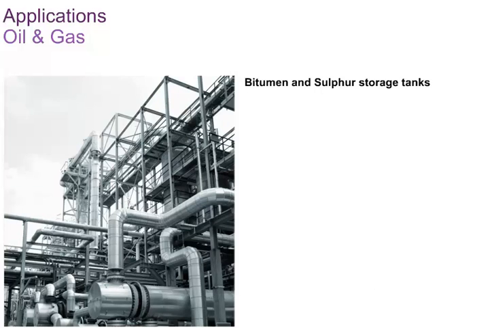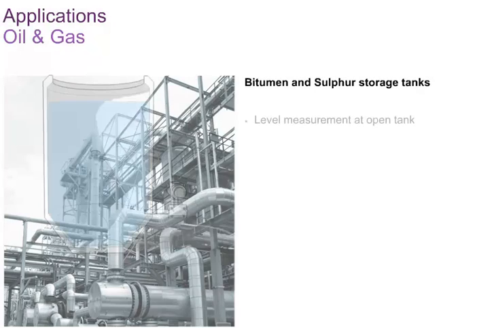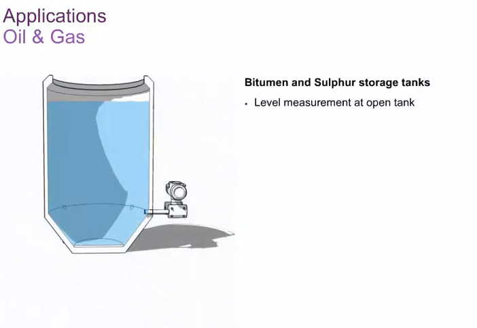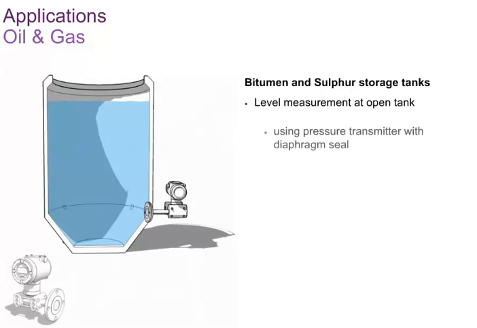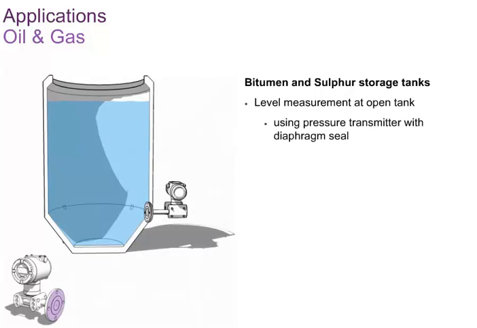The onshore oil and gas industry uses pressure transmitters for level measurement in tanks. Because the tanks are open to the atmosphere, they are not pressurized, so for measurement, gauge pressure transmitters can be used. Very often, transmitters with diaphragm seals are used.